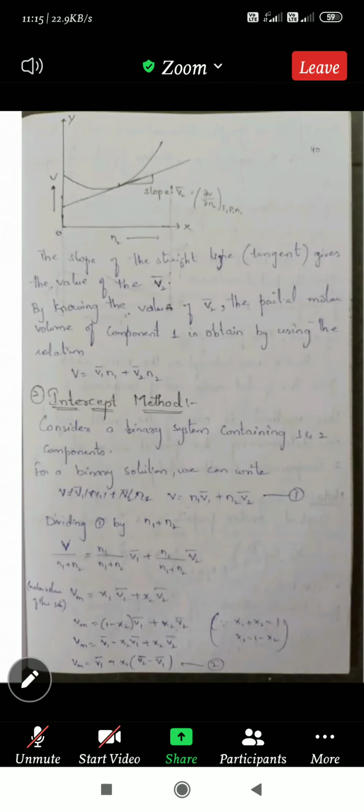Now you divide this equation throughout by the total number of moles. How many components are present? Two components. How many moles do you have? N1 and N2 only. The total number of moles will be the sum of the two, that is N1 plus N2. So divide this equation by the total number of moles, N1 plus N2. That is what I've done here, dividing each term on the RHS side also.